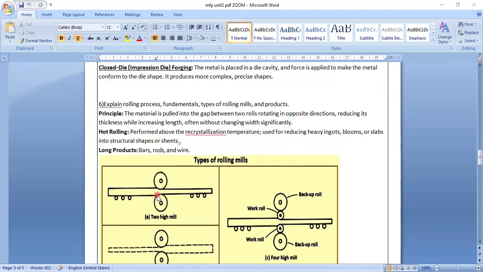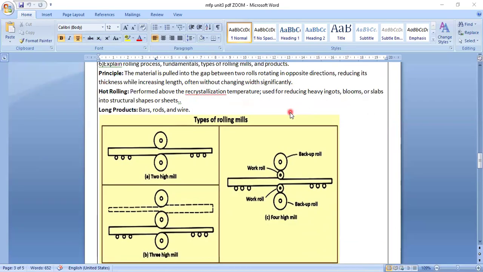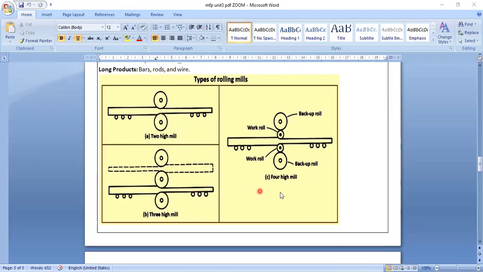Also, you can take the sixth question: explain the rolling process, fundamental types of rolling mills and products. In rolling, you can see two rollers used in opposite directions. Here, three rollers are used. Here there are four rollers: two backup rollers and two working rollers. The small rollers are working, and they are backed up by big ones.